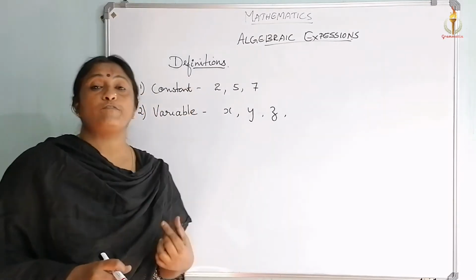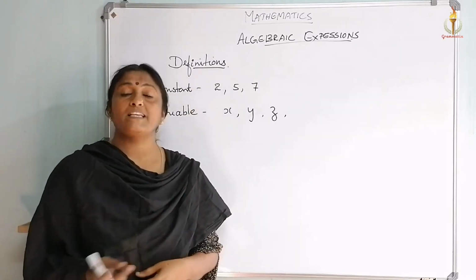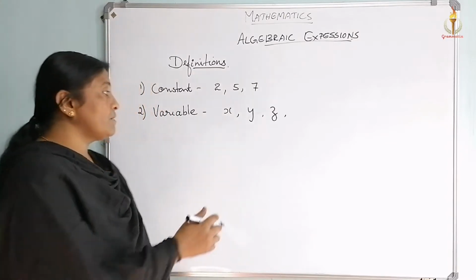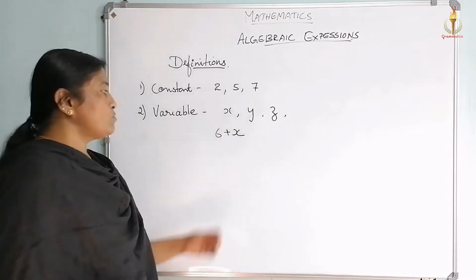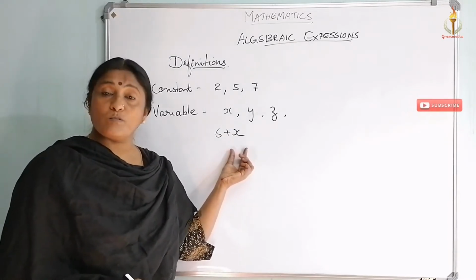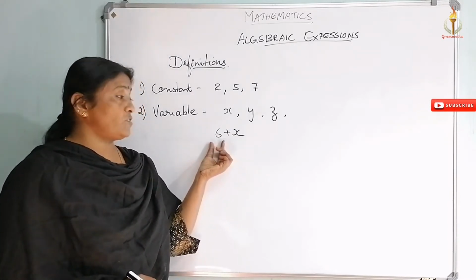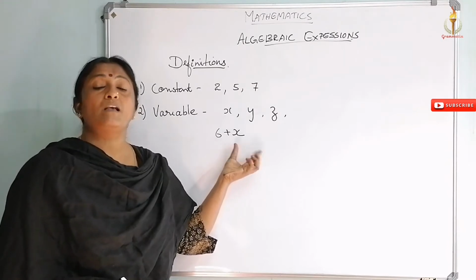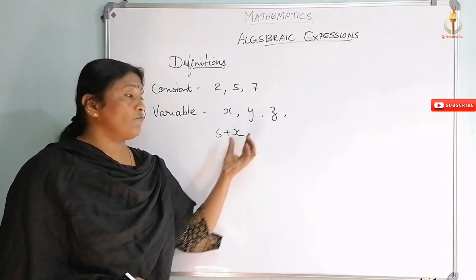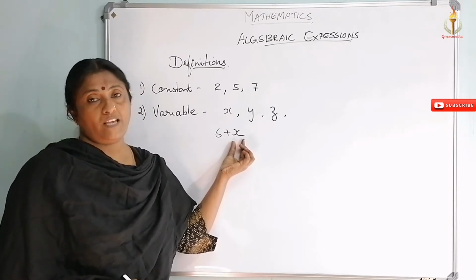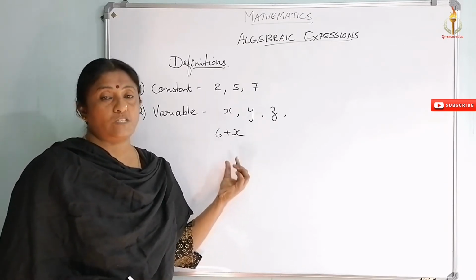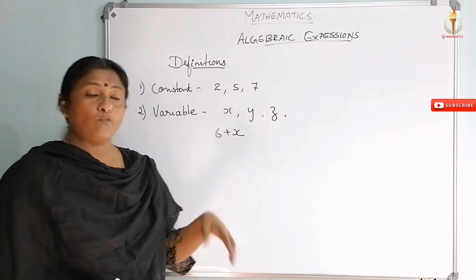A combination of a constant and a variable is also a variable. For example, if you are writing 6 plus X, then 6 plus X is also a variable. It is a combination of a constant and a variable, but again it is a variable because the value depends upon the values of X. So it is always changing. So 6 plus X is also a variable.